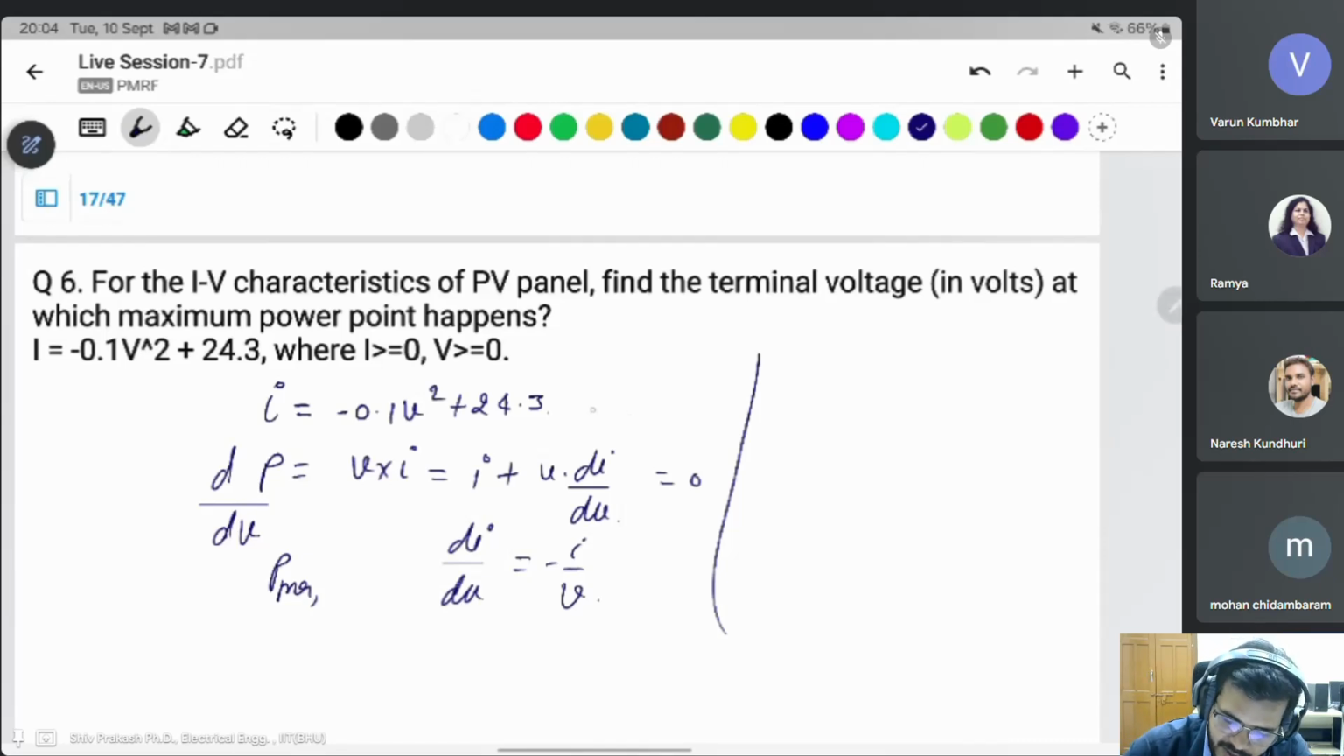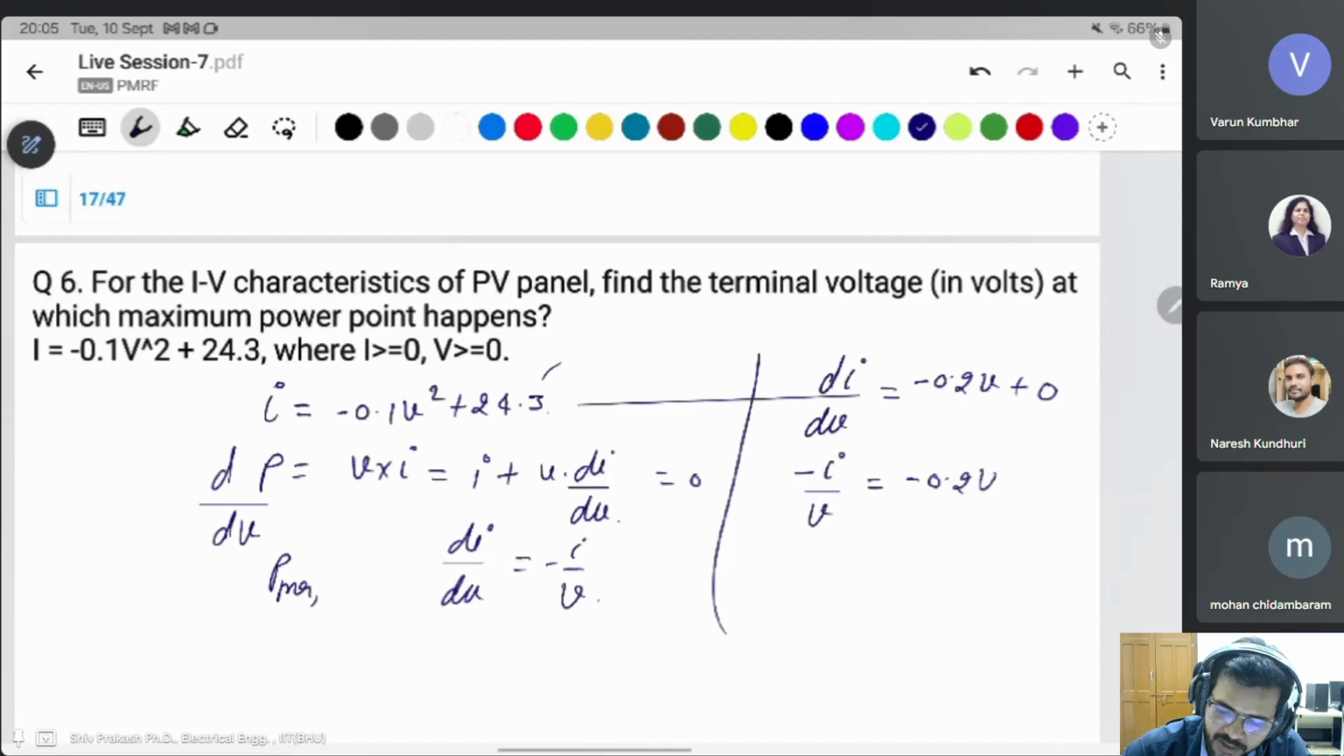Then what happened? Differentiate this one and we get di by dV. This will be minus 0.2 V plus 0, which is a constant. Di by dV is equal to minus I by V for the maximum power point, which is equal to minus 0.2 V. Then the minus will cancel out, then I is equal to 0.2 V square.